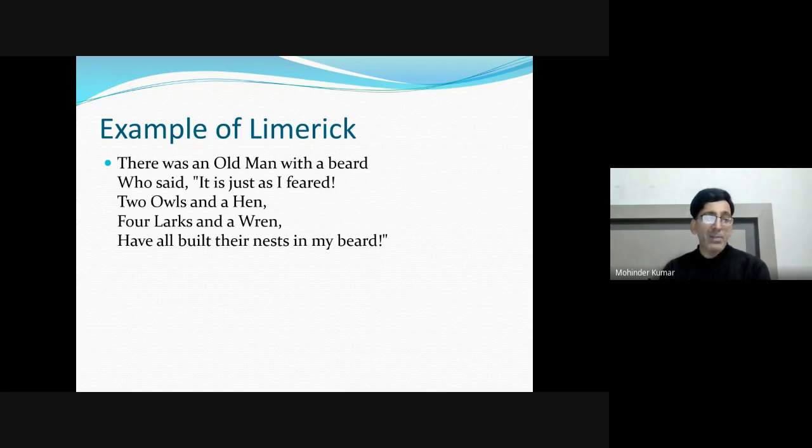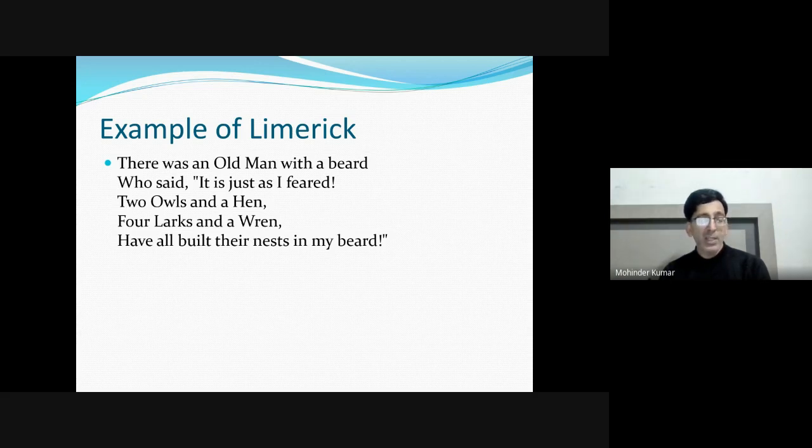Agar pehli line mein syllable count karo to kitne hain? There 1, was 2, an 3, old 4, man 5, with 6, a 7, beard 8. To 8 hai na, 7 se 10 syllables hote hain. Ab aap doosri line mein syllable count karo, because I have delivered my lecture on syllables also. So you can watch that lecture on my app Oxbridge English in which I have cleared this concept in detail. Doosri line mein dekh lijiye. Who 1, said 2, it 3, is 4, just 5, as 6, I 7, feared 8. To wahi 7 to 10 syllables aa rahe hain.